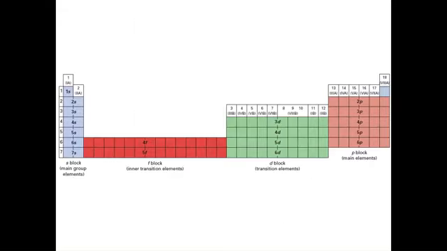Let's use this image to review where the S, P, D, and F blocks are located on the periodic table. So of course the S block is going to be located in groups 1 and 2, and of course you have helium all the way here in group 18 as an exception. The P block is going to be located between groups 13 and 18, the D block between 3 and 12, and of course the F block is actually sandwiched between the D block and the S block in periods 6 and 7.